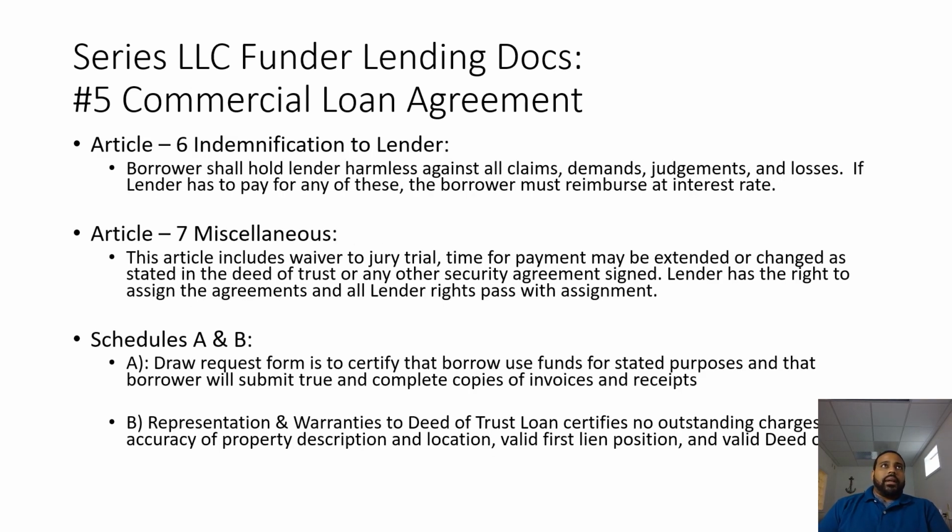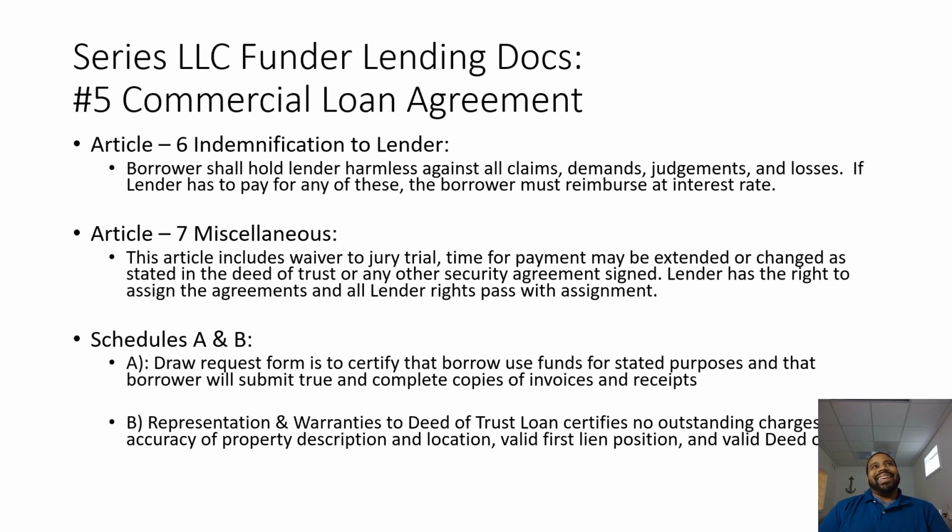Okay, now let's discuss the final sections of the loan agreement. Article 6, 7, and the schedules. Article 6 is the indemnification clause. Okay, we've gone over this before, but basically it's stating that the borrower shall hold the lender harmless against any claims, demands, judgments, or losses regarding the project or the property. If the lender has to pay any of these, any fines, any claims, the borrower must reimburse at the specified interest rate in the loan agreement.